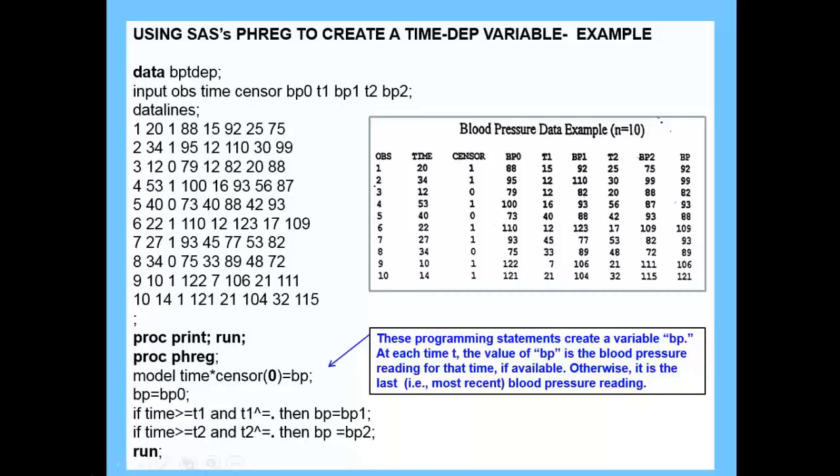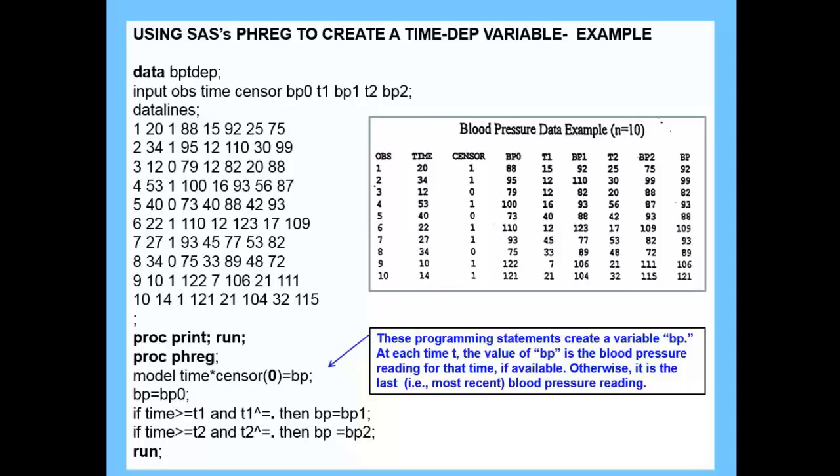Now, the key thing about this, and I think this was said in the lab, is that these statements about how you're defining the variable are all made after the model statement. If you wrote these statements before you said proc phreg, while you were defining the data, in what's sometimes called the data step, it won't work. So when you're defining time-dependent variables, you have to do it after the model statement, not before.